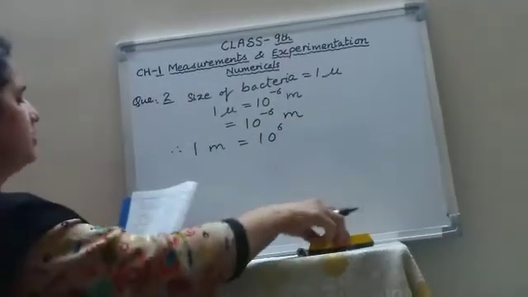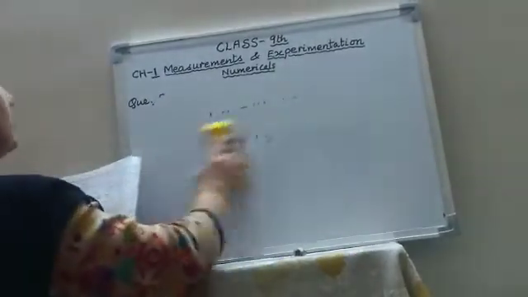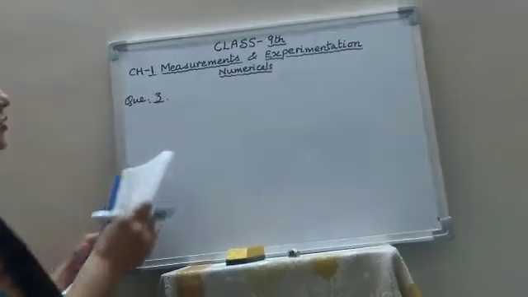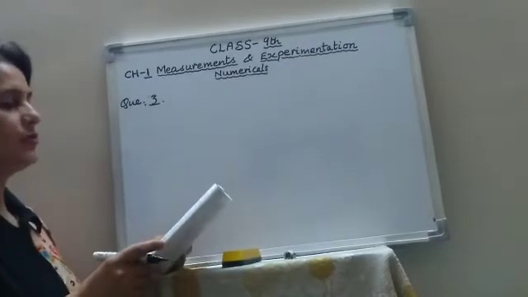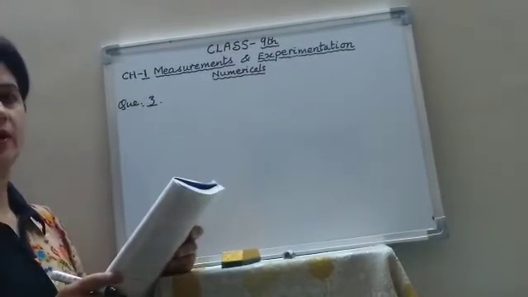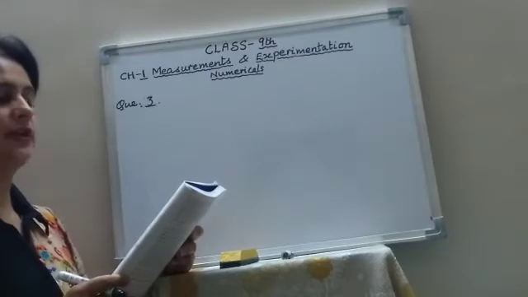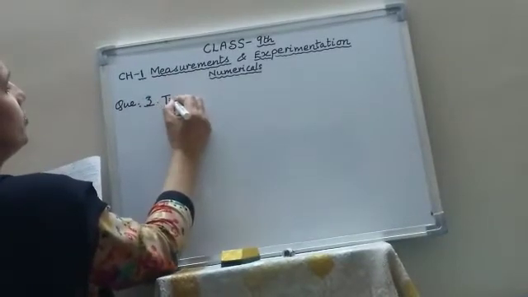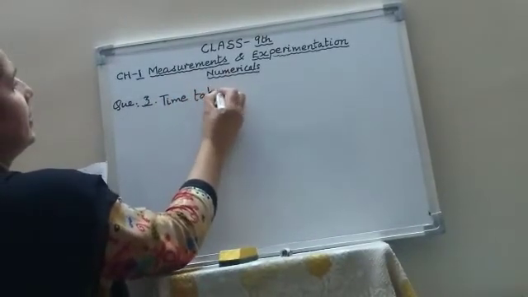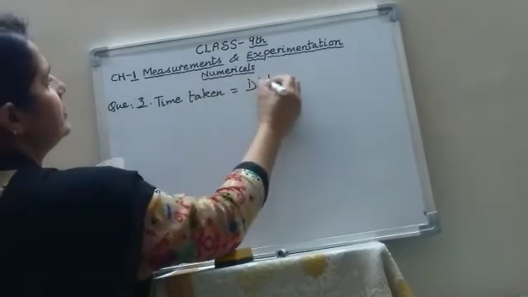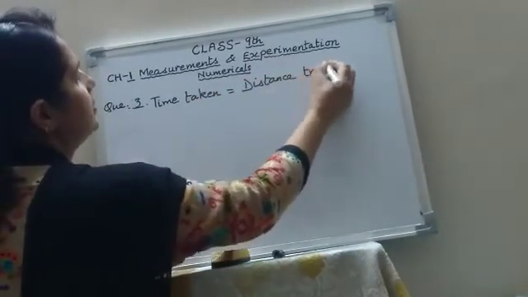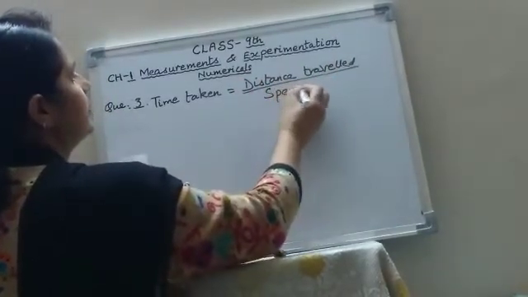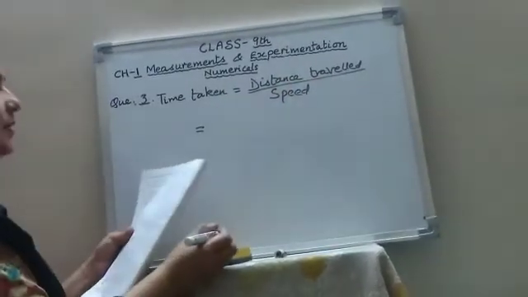Now, question number 3. The distance of a galaxy from the Earth is 5.6 into 10 to the power 25 meter. Assuming the speed of light to be 3 into 10 to the power 8 meter per second, you have to find the time taken by light to travel this distance. Now we already know the formula for time taken. Distance traveled upon speed is called the time taken.